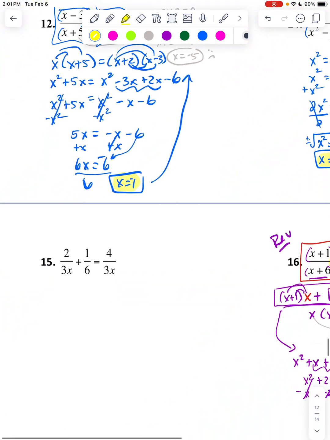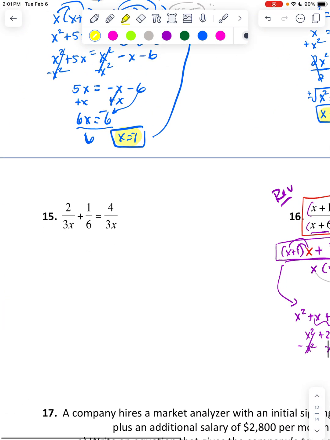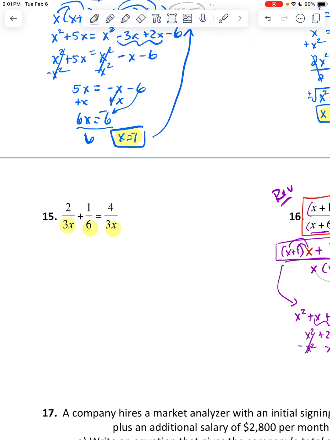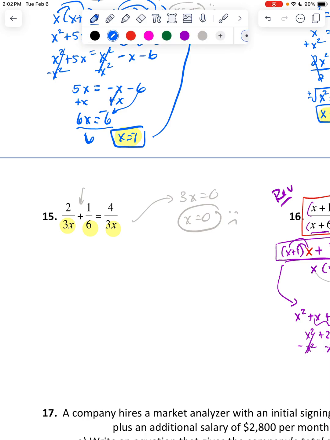I am on 15. So here I'm looking at these denominators, 3x, 6, and 3x. They have some things in common, but not everything. And I need a common denominator because now I have addition in my problem. Let me think about the bottom. 3x will be 0 when x is 0. But 6 is never going to be 0. So the only way the bottom can be 0 is if x is 0.